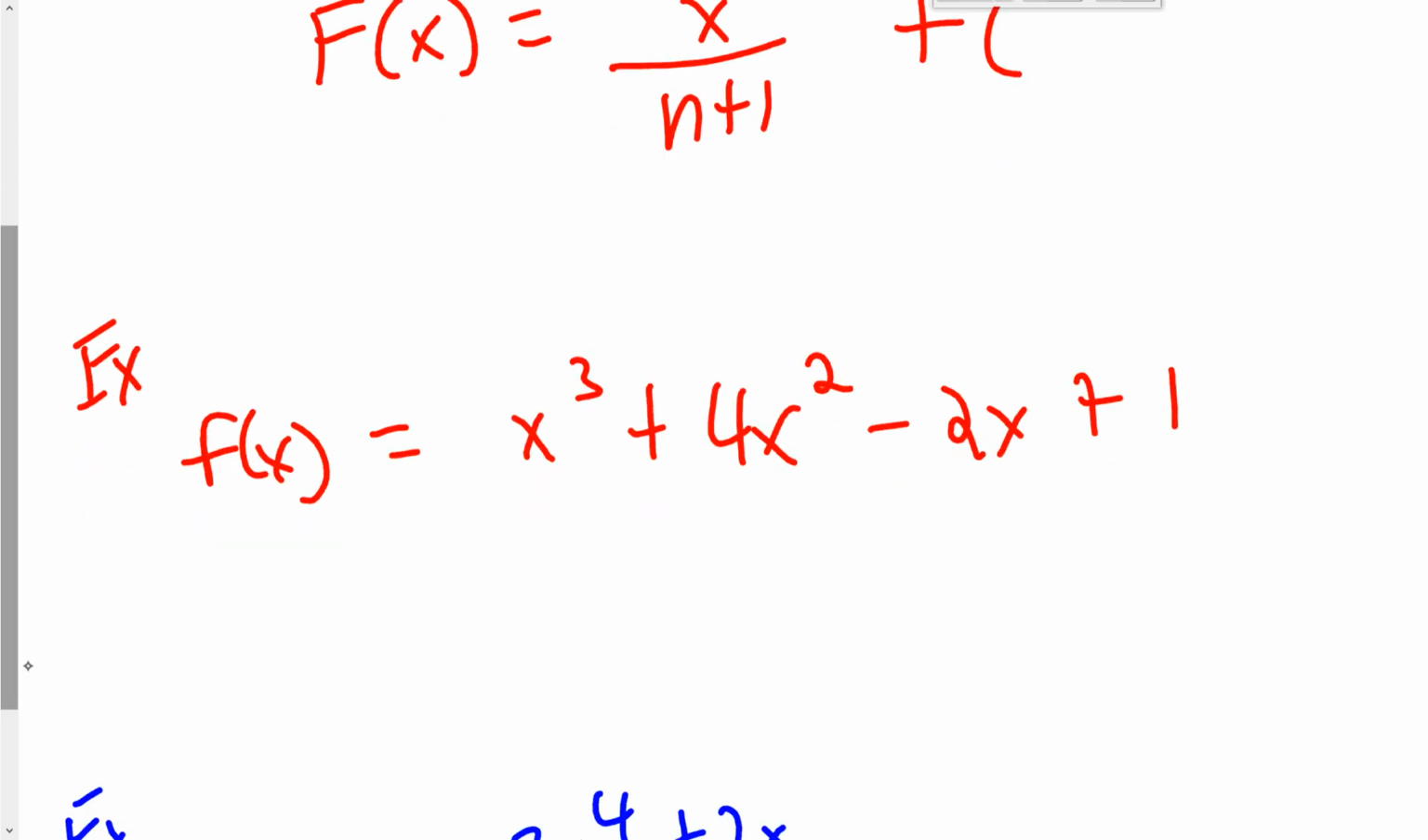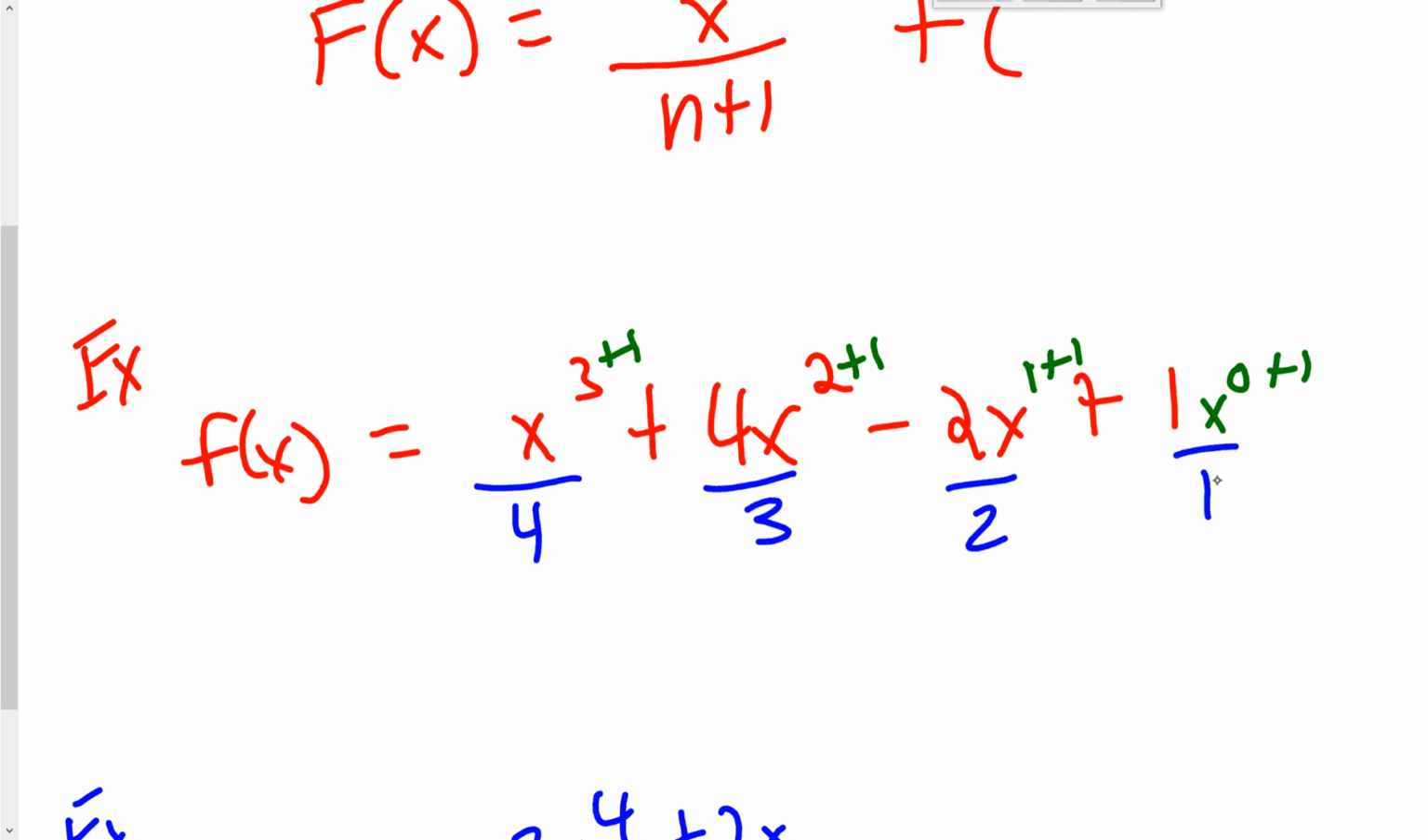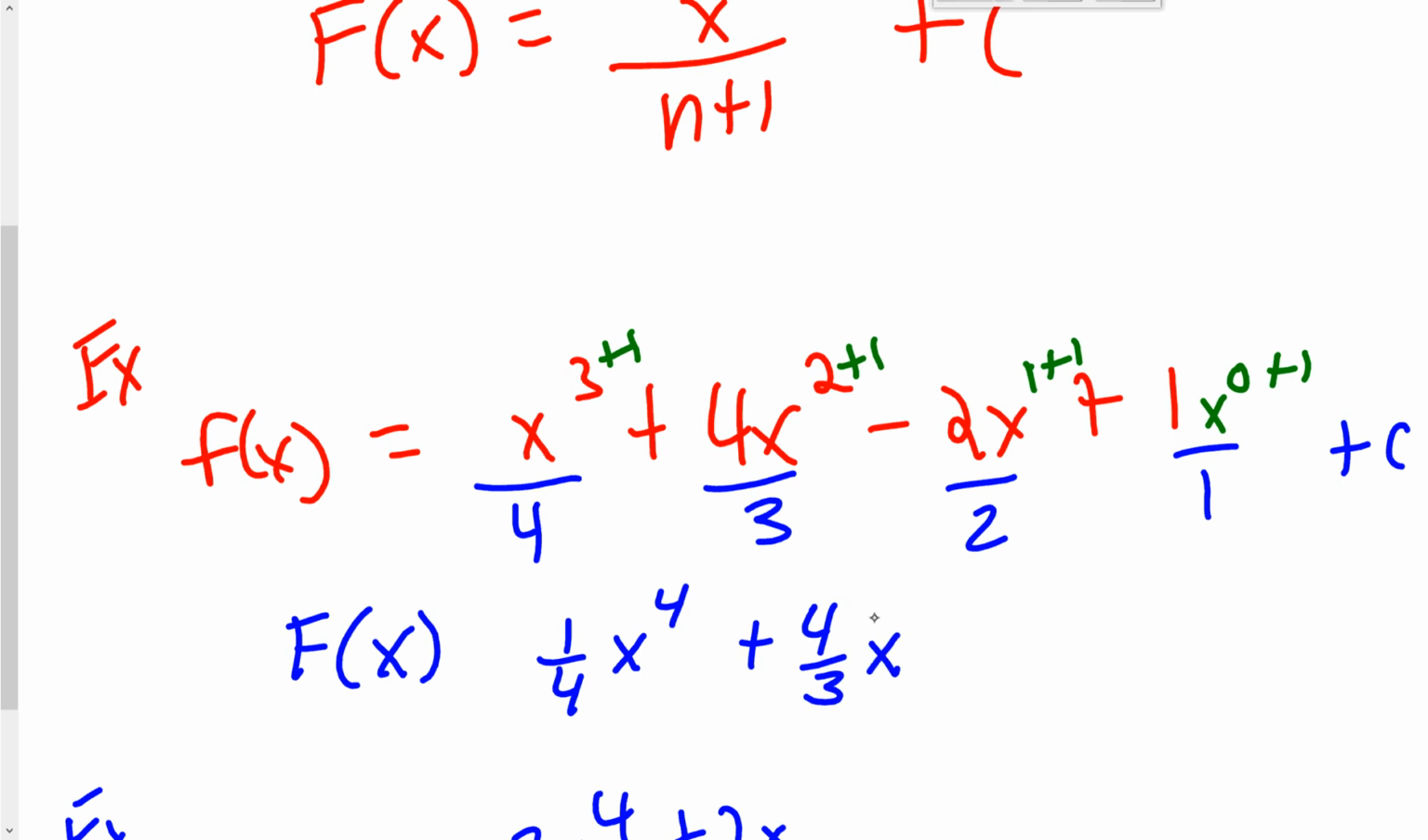And so here's an example. Basically come through, add 1 to all the exponents. So this would be an x to the 0, so I'm adding 1 to that. And this is already 1, so I'm adding 1 to that. And then that new exponent is what I'm going to divide by. So I'm going to divide by 4, divide by 3, divide by 2, and divide by 1. And then I'm just going to add a c at the end. So this is 1/4 x to the 4th. And again, you can just take the derivative of this one, and that will get you back to the original one. That's how you can check your work.